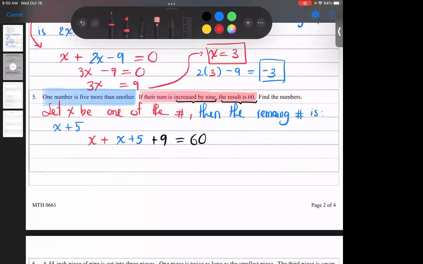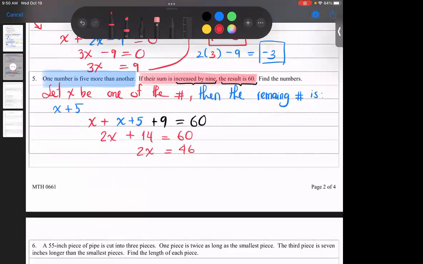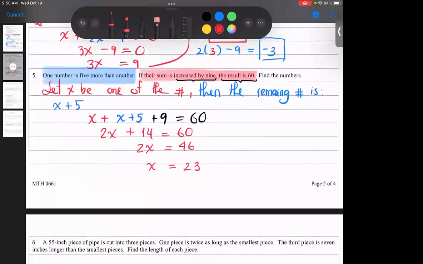So 2x plus 14 equals 60. Subtract both sides by 14. I'm not going to do that step. You guys know how to solve a linear equation. 60 minus 14 is 46. Divide both sides by 2, x equals 23. So what will the other one be? The blue one will be 23 plus 5, right? 28.